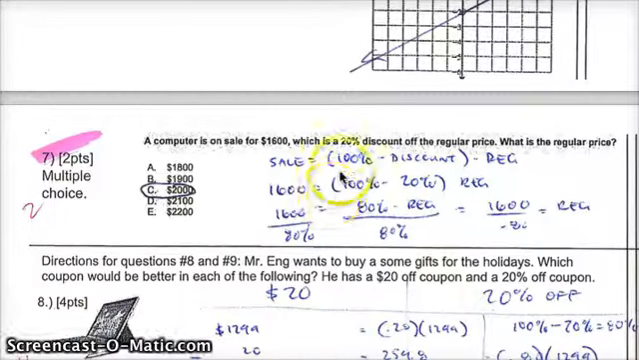So one way we figured this out is just going backwards. Well, if you have a 20% discount, which means you're only paying 80% of the price, 80% of the regular price equals $1,600. If I divide both sides by 80%, or 0.80, so 1,600 divided by 0.80, this will give me the regular price, and the answer is C, $2,000.